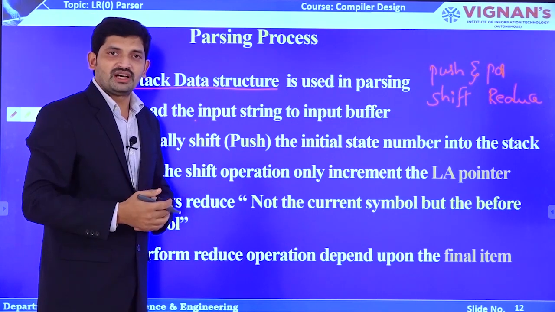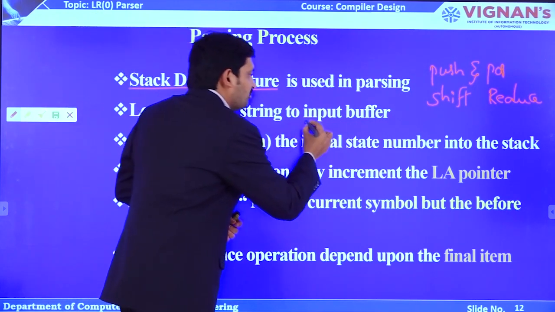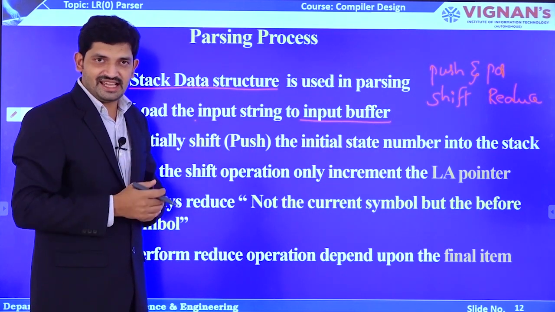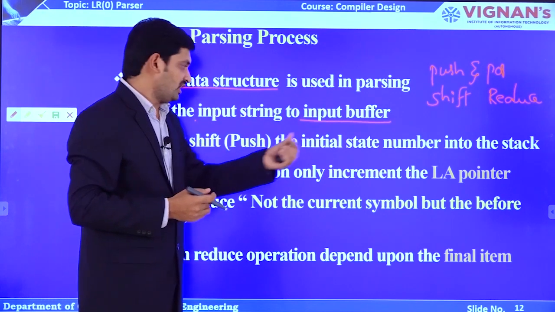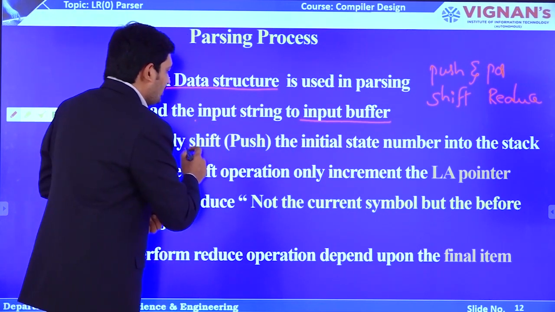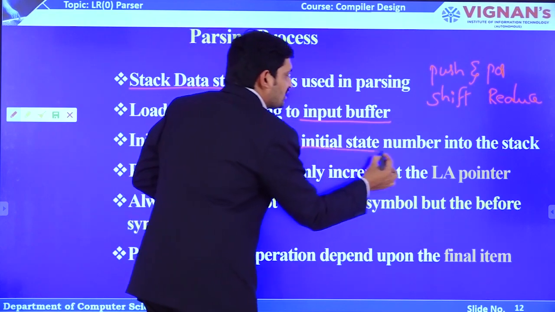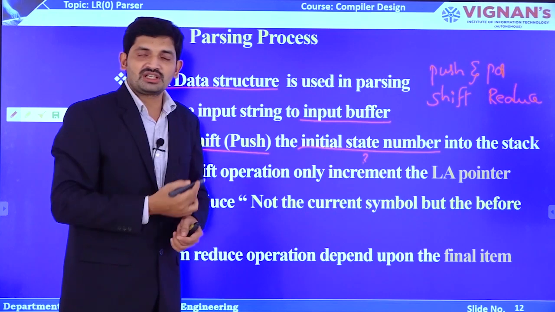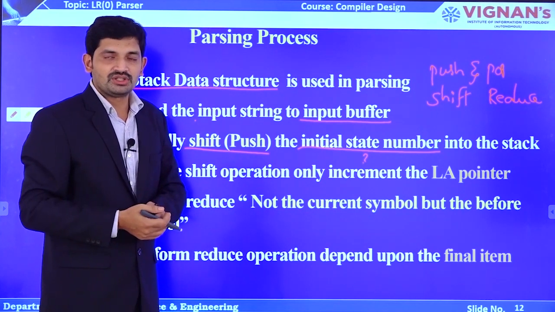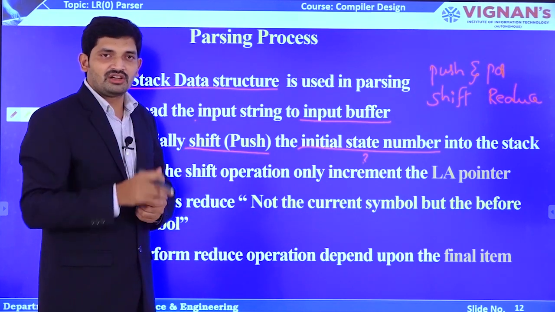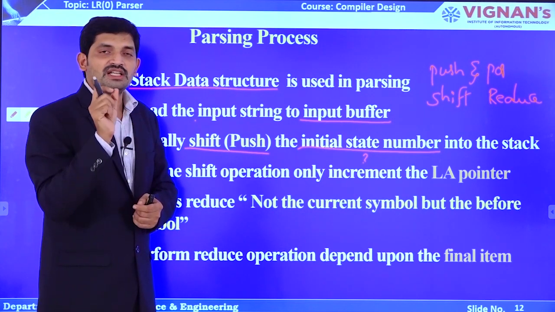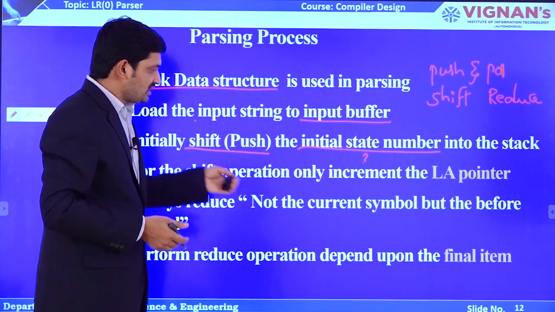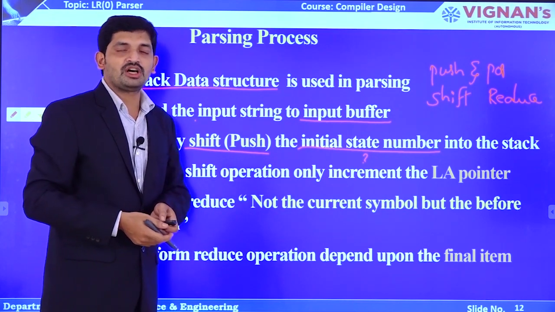Next, load the given input string into the input buffer. As shown in the diagram in the previous slides, we have to load the input into the input buffer, and initially we have to push the initial state number onto the stack. What is this initial state number? We constructed a set of canonical items. So from the canonical item set, we have to push the starting state number onto the stack. Then for the shift operation only, we have to increment the look ahead pointer.